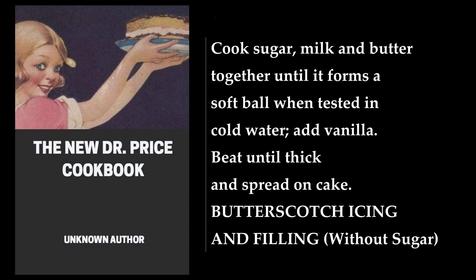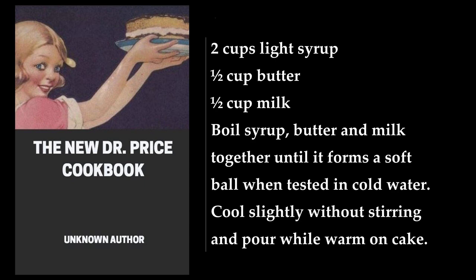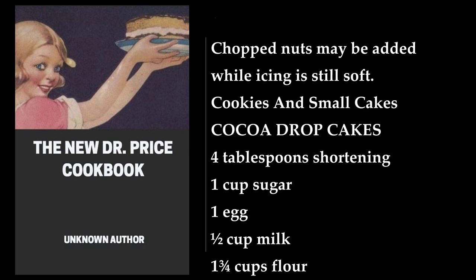Butterscotch icing and filling, without sugar. 2 cups light syrup. 1/2 cup butter. 1/2 cup milk. Boil syrup, butter and milk together until it forms a soft ball when tested in cold water. Cool slightly without stirring and pour while warm on cake. Chopped nuts may be added while icing is still soft.